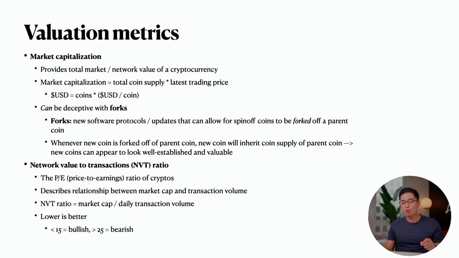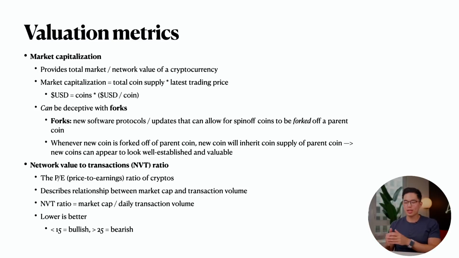And now let's talk about the network value to transactions ratio, aka the NVT ratio. This is essentially the PE ratio, or the price to earnings ratio of that crypto coin. And this is going to describe the relationship between the market cap and the transaction volume. To calculate the NVT, you take your market cap and divide it by the daily transaction volume. You're essentially looking for a lower number, right? So anything under 15 is probably good. It's going to be bullish, and anything under 25 is more likely to be bearish.